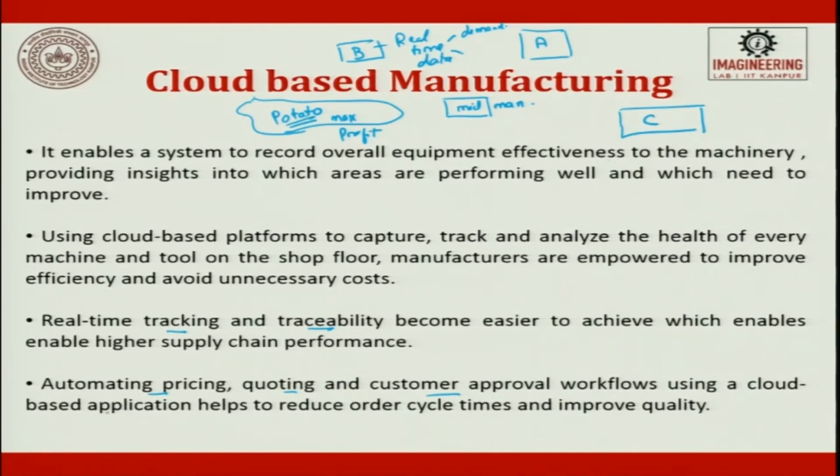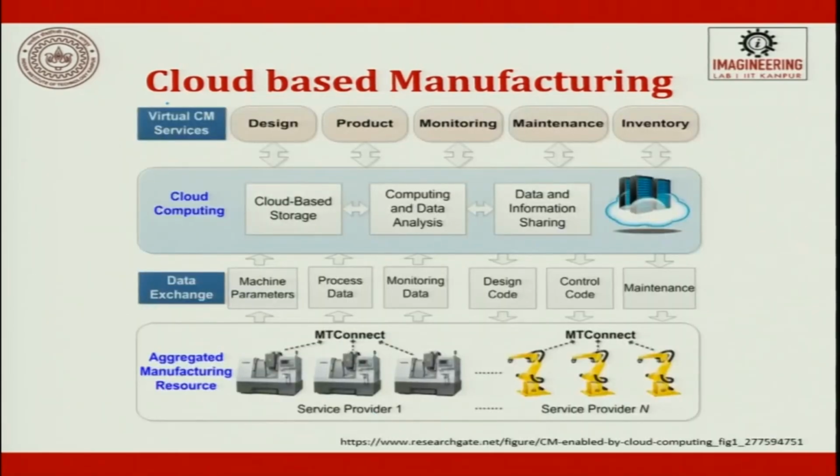So, this is automating pricing, quoting and customer approval workflow using a cloud based application, which helps to reduce the order cycle time and improve the quality. When you look at virtual cloud manufacturing, the service provided today is that design, product, monitoring, maintenance and inventory data can all be stored. The computing happens through cloud based storage, cloud based data analysis and information sharing. All these things happen in cloud computing. These are all the services given to the customer.